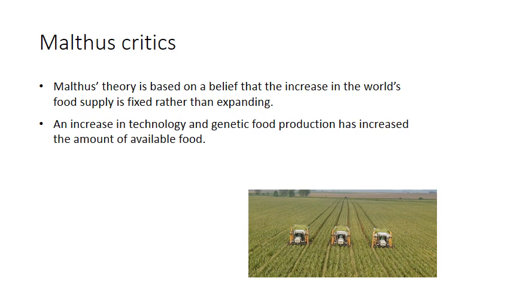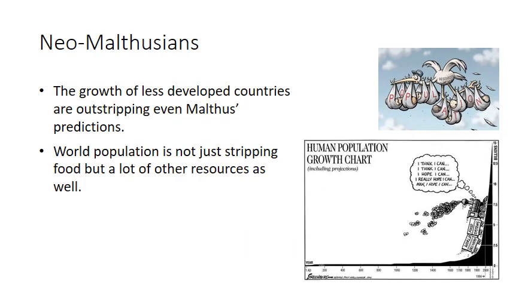Malthus's theory did not come to realization because the world's food supply did indeed increase faster than the population growth. Malthus still has his supporters today, known as Neo-Malthusians, who believe that the growth of less developed countries is outstripping Malthus's predictions of the population. And not only is the population increasing, but in addition to food, we're also putting pressure on other resources such as fresh water.